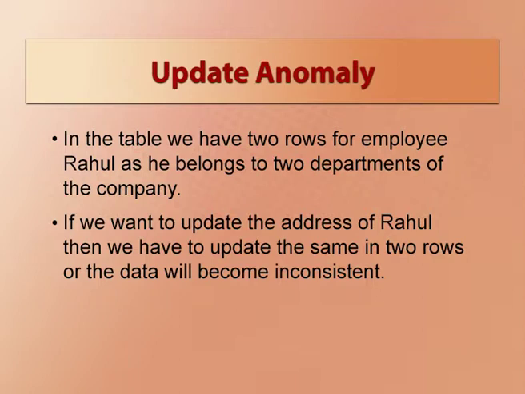If we want to update the address of Rahul, then we have to update it twice. Why? Because two different records are being stored against two departments of the same person. So once we change the address in the first record, obviously it does not reflect in the second record. We have to manually change the first as well as the second record. There is no relationship between the first record and the second record. So here exists the update anomaly.